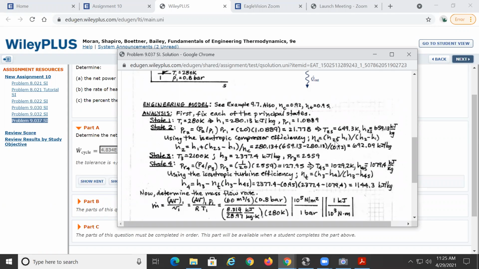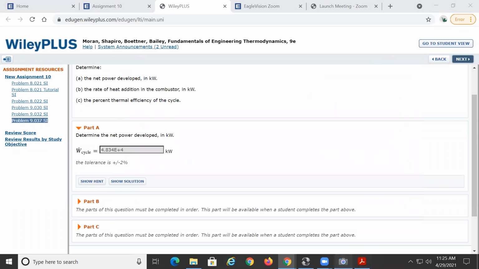That's because we don't need H2S, we need to find H2, no? So compressor efficiency, write down, is H2S minus H1 divided by H2 minus H1. And I think that's where we stopped the other day. I don't know why we cannot find those notes.